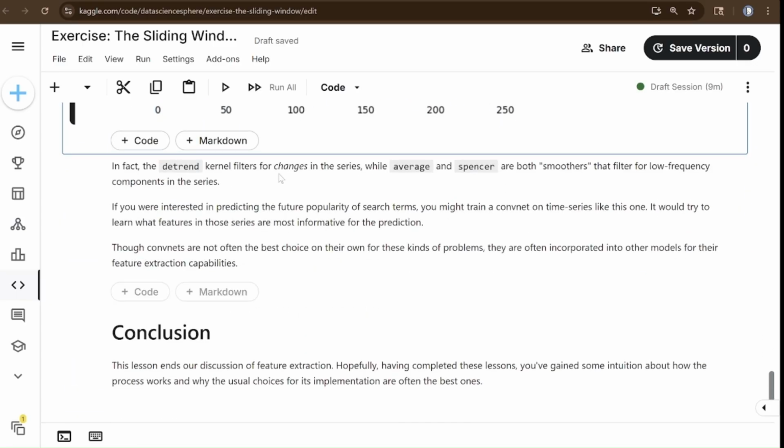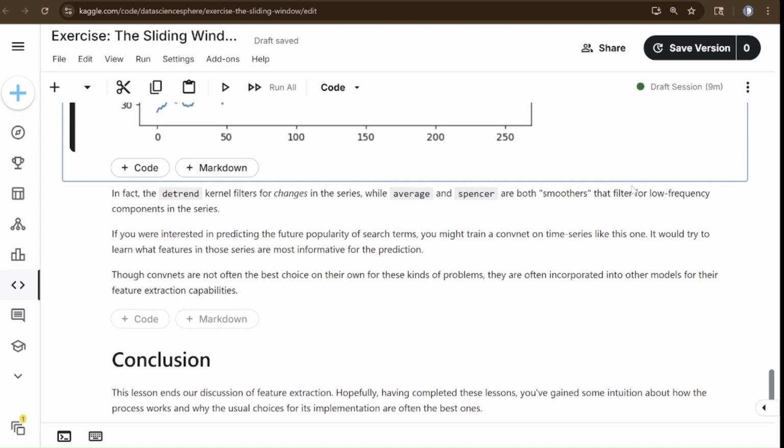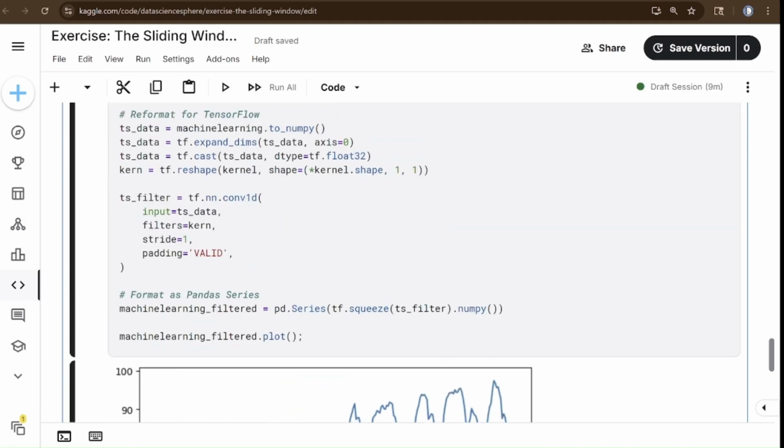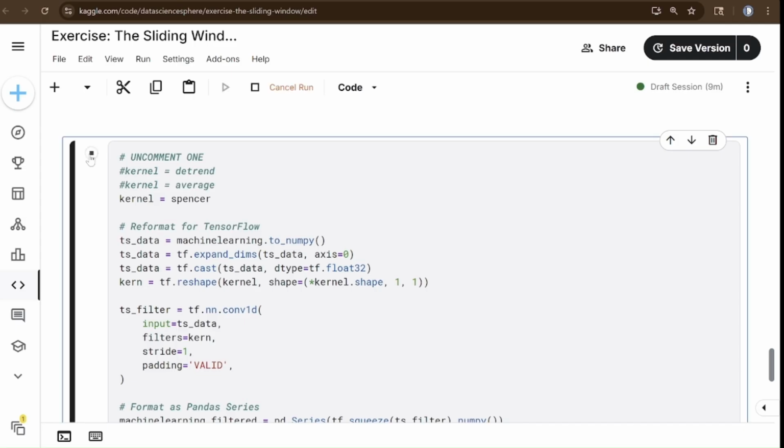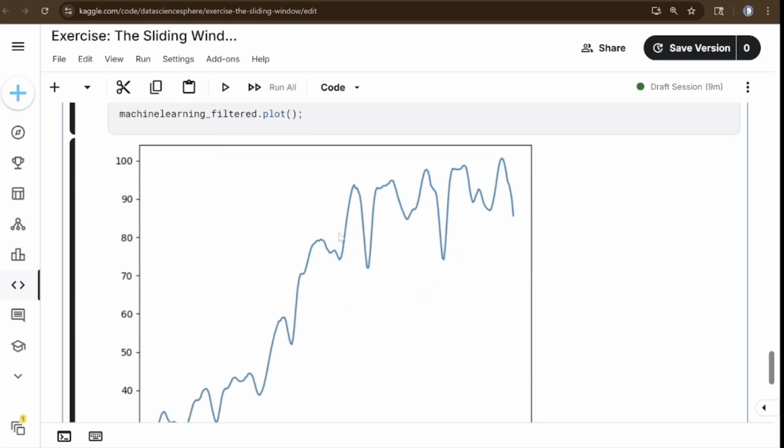The detrend kernel filters for changes in the series, while average and Spencer both are smoothers that filter for low frequency. Exactly. You can check with this also. See, both of them are smoothers.